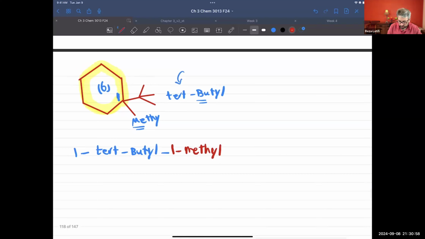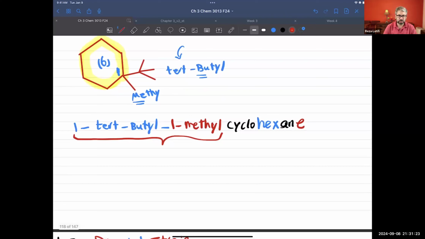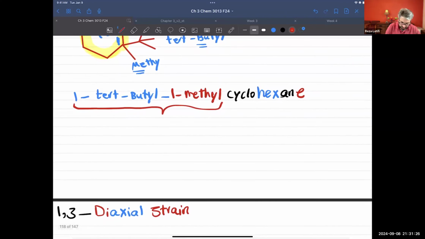And these two are sitting on cyclohexane. So we have 2 substituents that are attached to the first carbon. The question is, which one is bulkier, methyl or tert-butyl? Methyl is a carbon with 3 hydrogens.